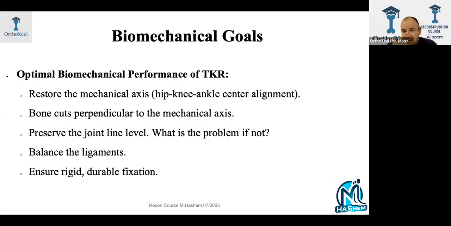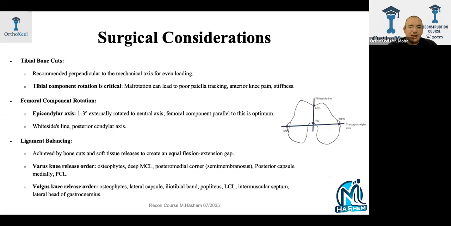You need to balance your ligaments, especially if you're doing a CR knee, because without balancing your ligaments, this means more instability, and micro instability in the total knee replacement will end by failure. You have to have a rigid and durable fixation of your components. All of us nowadays are using cemented components, but uncemented components are on the market and getting more developed.